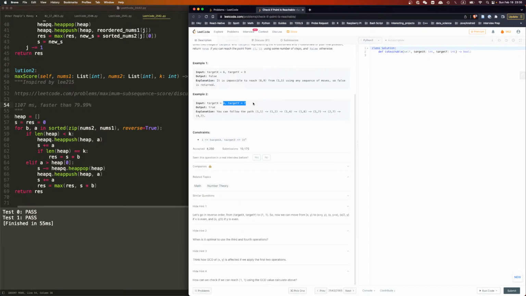If we don't have a 1, then we find the GCD. If the GCD is not 1, which means they're not co-prime, there's no goal because we cannot divide anymore. No matter how we add, we just cannot divide down. Okay, that's good. So now the GCD is 1.